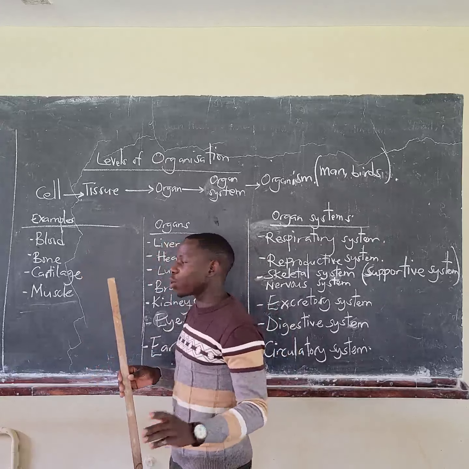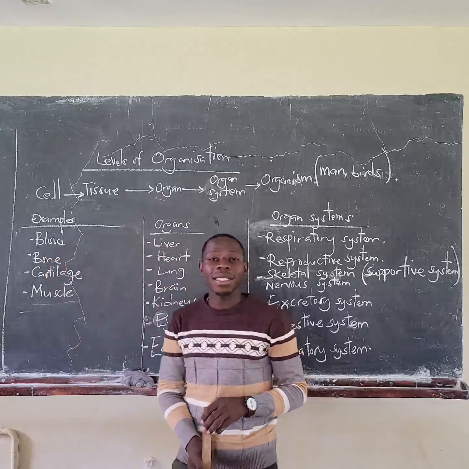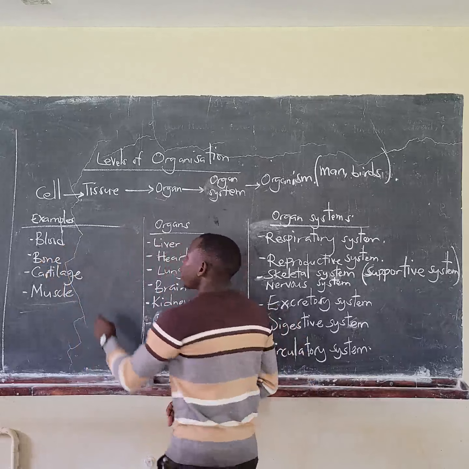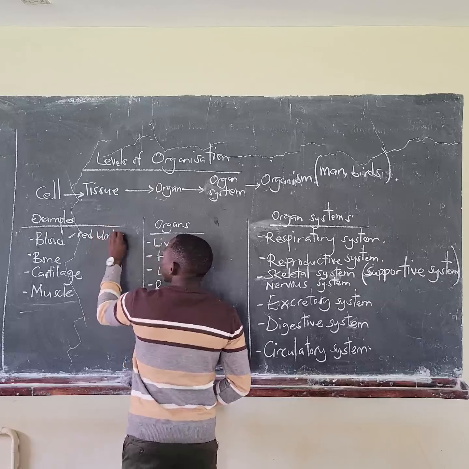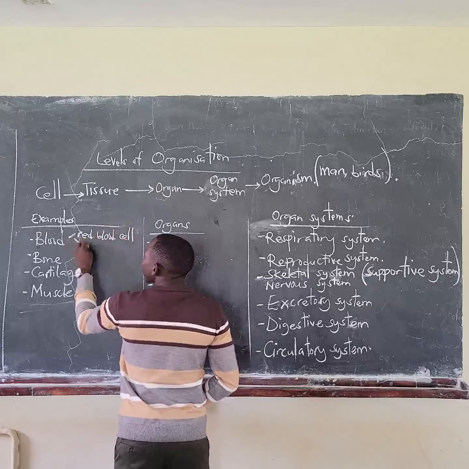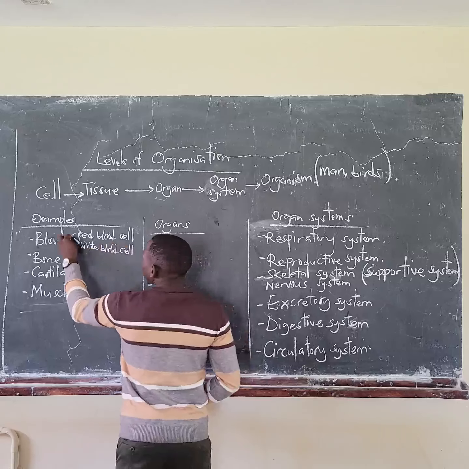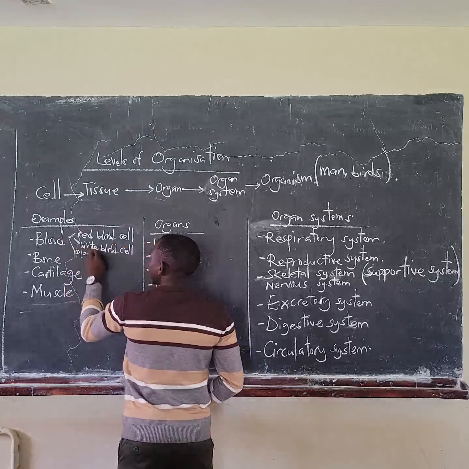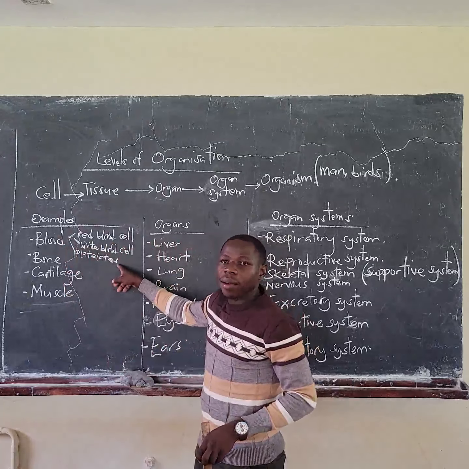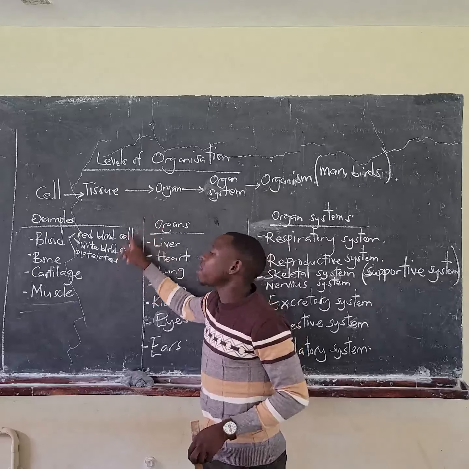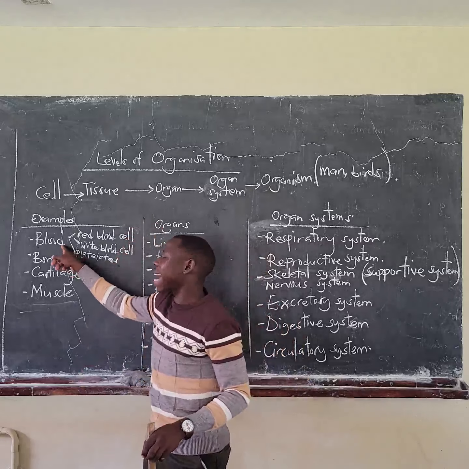And examples of tissues we have blood. Blood is made up of very many cells. We have the red blood cell, we have the white blood cell, we have the platelets. So, three kinds of cells come up together to form what we are calling blood, and this is a tissue.